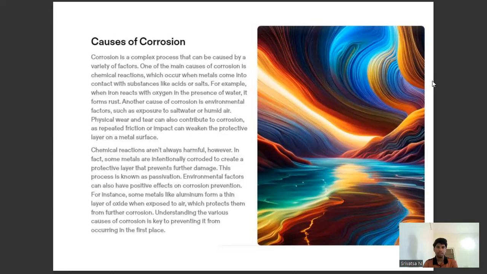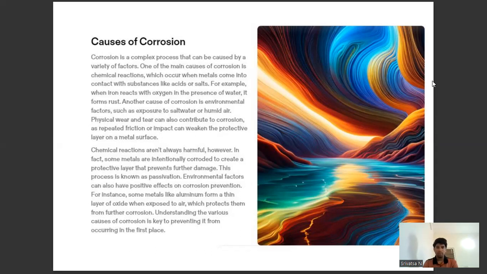Causes of corrosion. Corrosion is a complex process that can be caused by a variety of factors. One of the main causes of corrosion is chemical reactions, which occur when metals come into contact with substances like acids or salts. For example, when iron reacts with oxygen in the presence of water, it forms rust. Another cause of corrosion is environmental factors such as exposure to salt water or humid air. Physical wear and tear can also contribute to corrosion, as repeated friction or impact can weaken the protective layer on the metal surface.